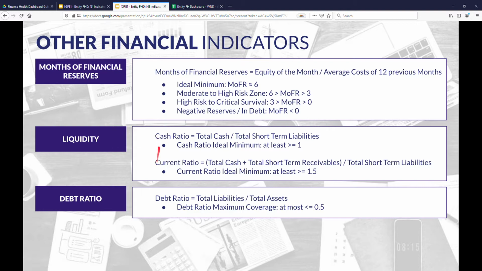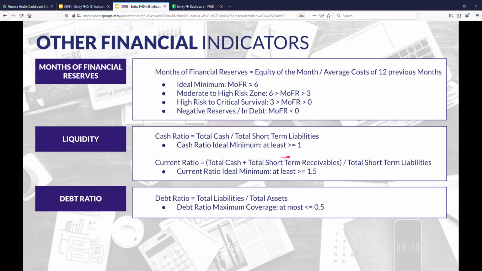Liquidity, as mentioned, has two formulas. This is relatively the same as the one mentioned previously, where cash ratio is cash divided by short-term liabilities. Current ratio is cash plus short-term receivables divided by short-term liabilities.